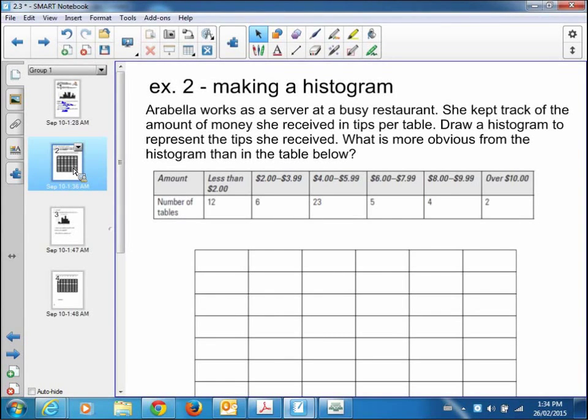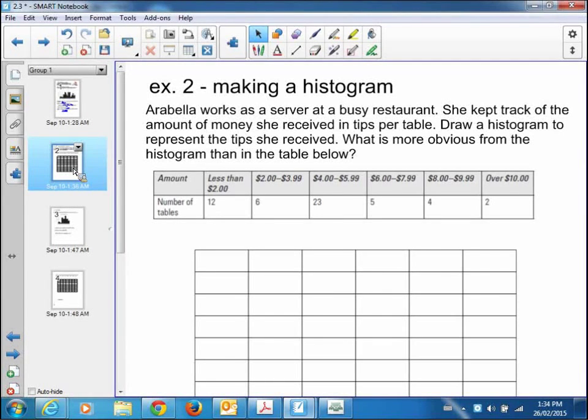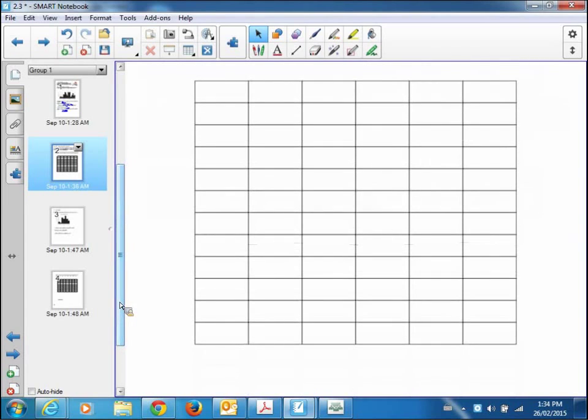So, she's a busy server at a restaurant. Keep track of the amount of money she receives in tips per table. Draw a histogram to represent those tips. And then see what's obvious from the histogram in the table. What's more obvious. Okay. So let's go with the number of tables on the side and the amount of money on the bottom. Is that how you did it, Tatiana?